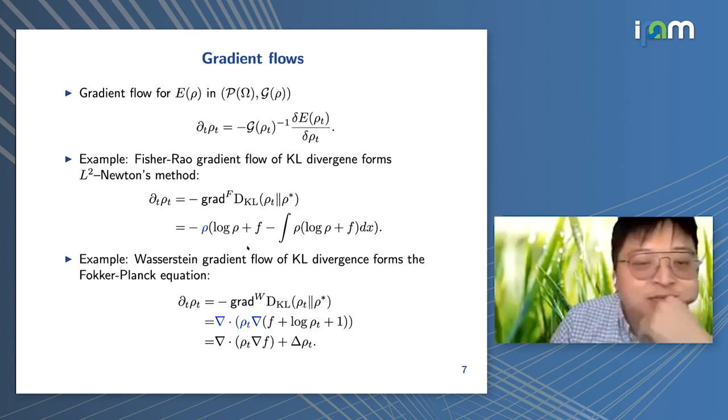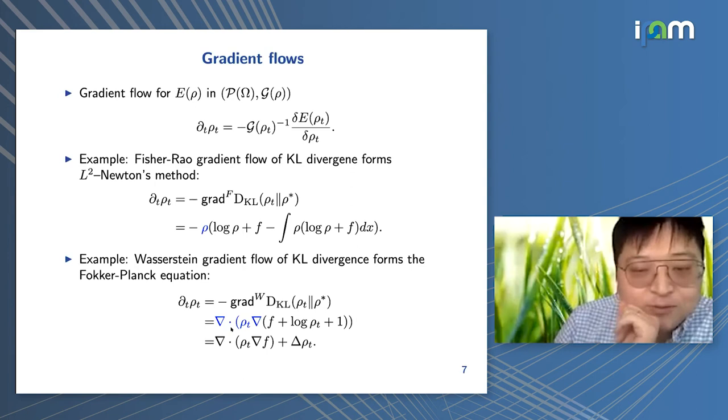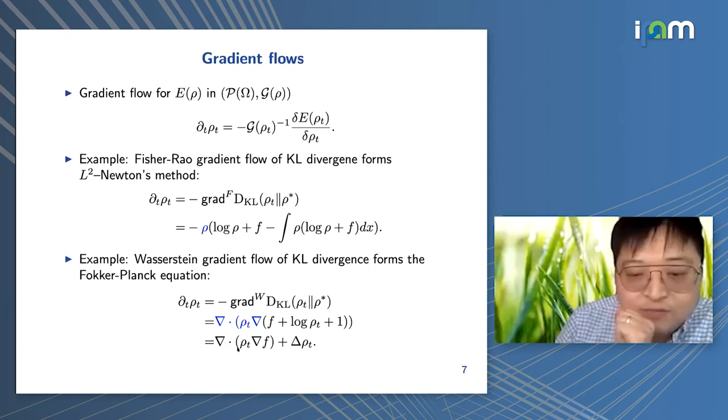Now, the other information metric we're considering is the Wasserstein metric. Now, this thing is also interesting. The Wasserstein gradient flow of KL forms the so-called Fokker-Planck equation by the following logic. I will give the detail later, but very abstractly speaking, the metric inverse here is negative divergence rho gradient. And the differential becomes F plus log rho, it doesn't change. And if you calculate this out, you find divergence rho gradient F and divergence rho gradient log rho, and gradient log rho times rho gives you gradient rho, divergence on gradient rho gives you the Laplacian. This is a very, very interesting logic.